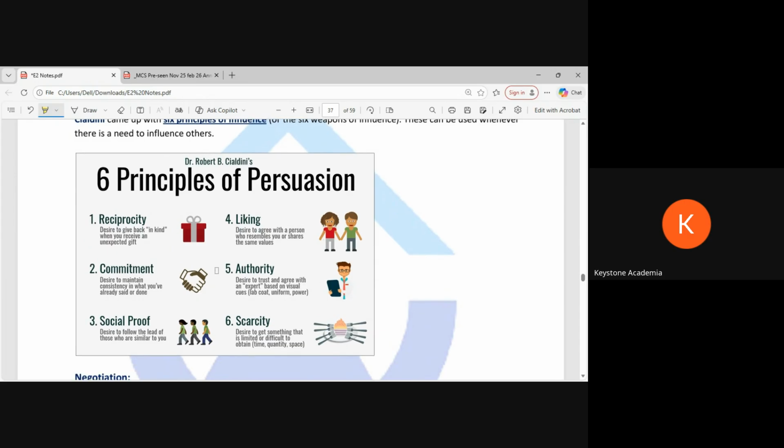So it can be reciprocity. If somebody gifts us on our birthday, we feel like giving them something back. Same thing with commitment, the desire to maintain consistency in what they have done. Social proof: you must have noticed in applications, it says trusted by these people, 1 million people, 2 million people, or 100,000, 200,000. So we get more trust.